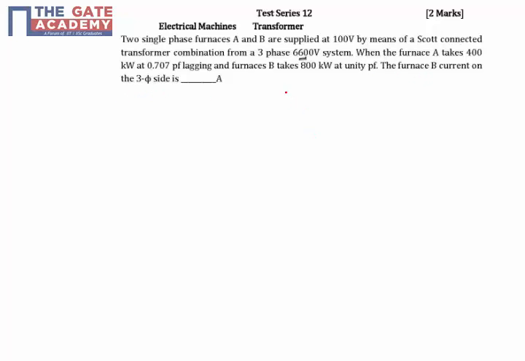So you will be having three phase, and you will be getting here two single phases, right? I'll consider only furnace B because he's asking for furnace B. This furnace B is supplied at 100 volts, so this will also be approximately 100 volts.